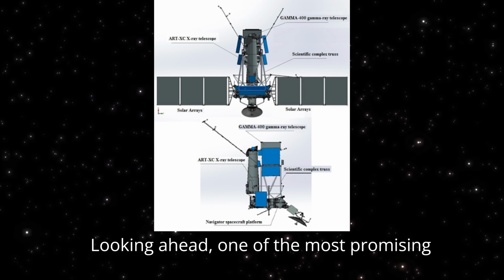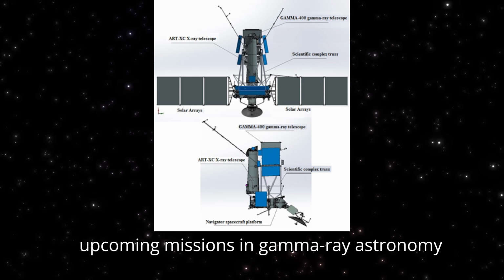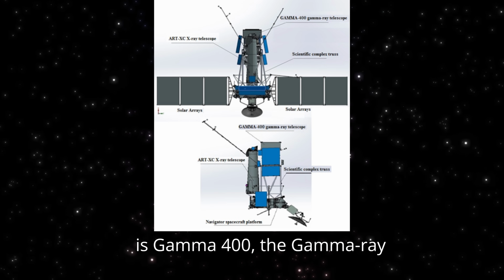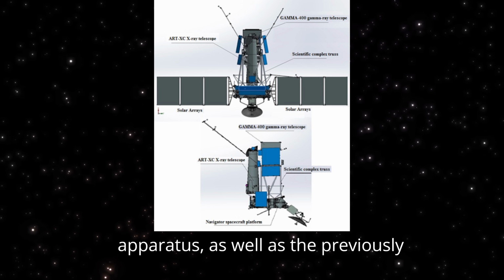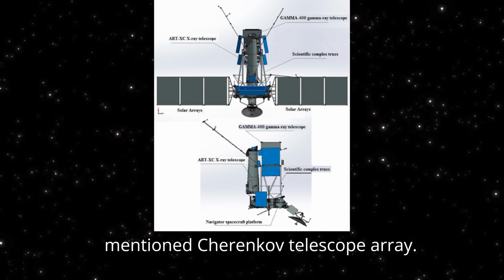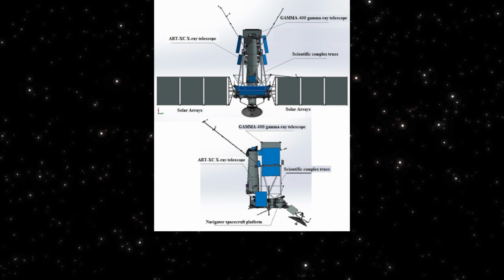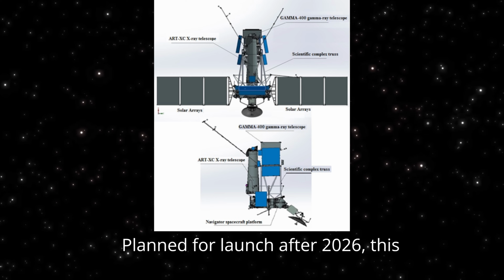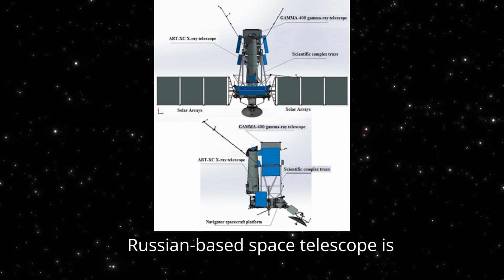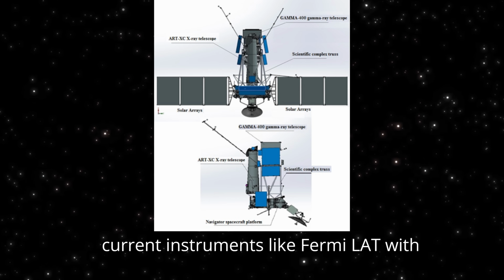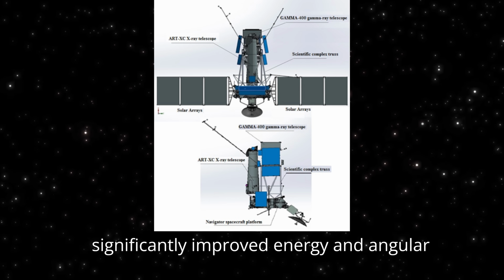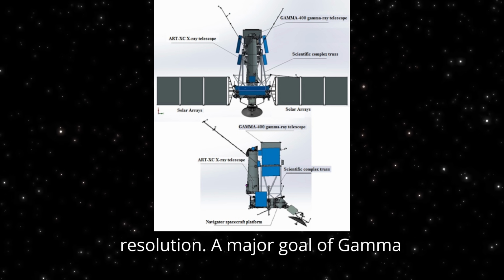Looking ahead, one of the most promising upcoming missions in gamma-ray astronomy is GAMMA-400, the Gamma-Ray Astronomical Multifunctional Modular Apparatus, as well as the previously mentioned Cherenkov Telescope Array. Planned for launch after 2026, this Russian-based space telescope is designed to take the next step beyond current instruments like Fermi-LAT with significantly improved energy and angular resolution.